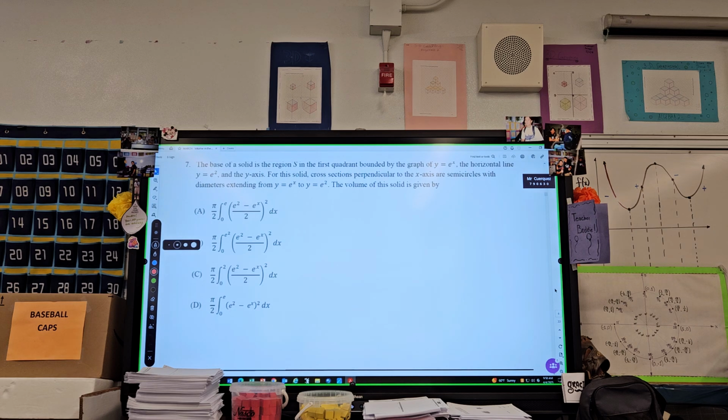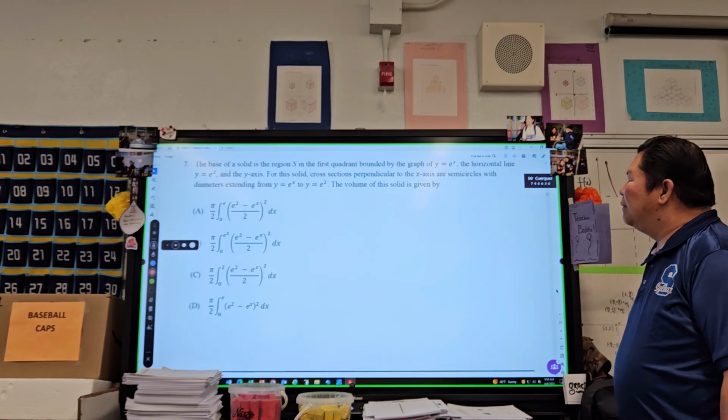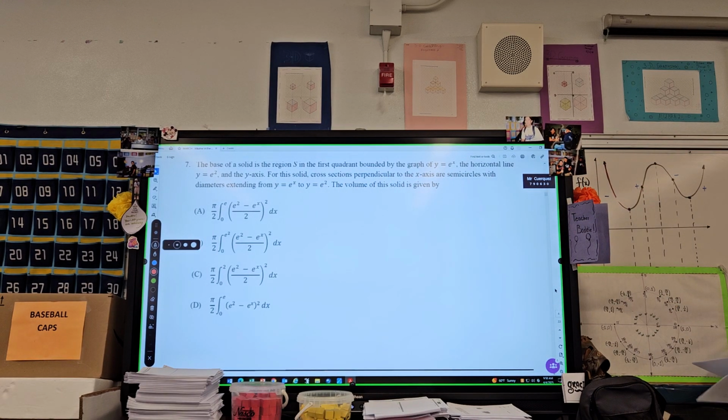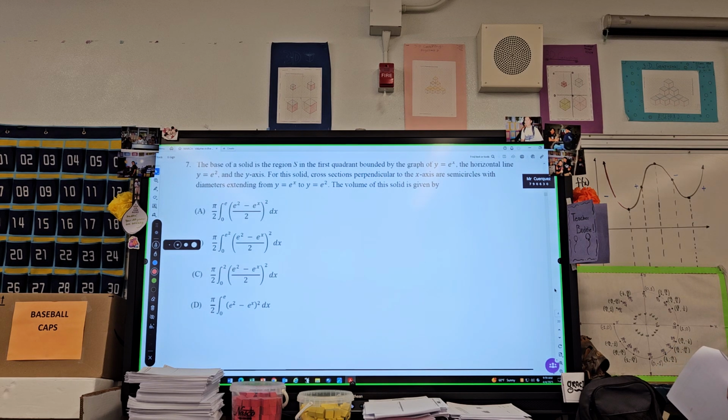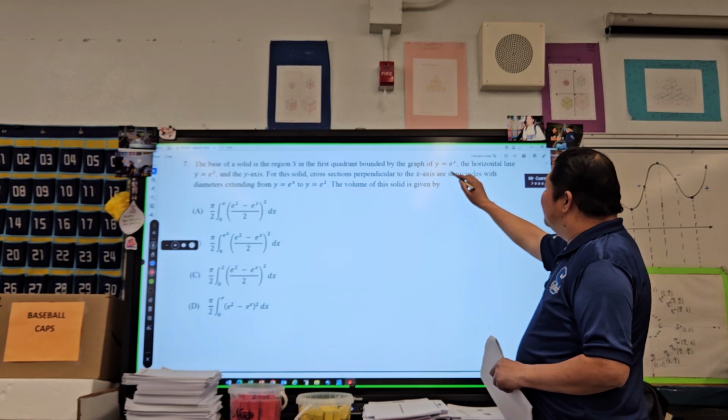Can you read the problem for me, Miho? The base of a solid is the region S in the first quadrant bounded by the graph of y equals e to the x, the horizontal line y equals e squared, and the y-axis. For this solid, cross-sections perpendicular to the x-axis are semicircles with diameters extending from y equals e to the x to y equals e squared. The volume of the solid is given by. Okay, thank you. So, we have this function.